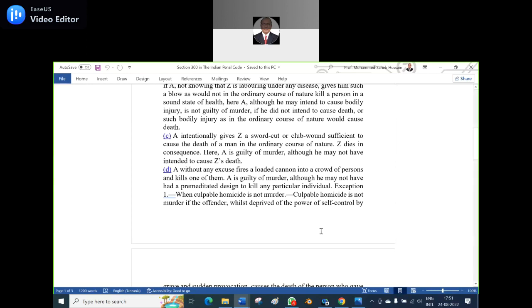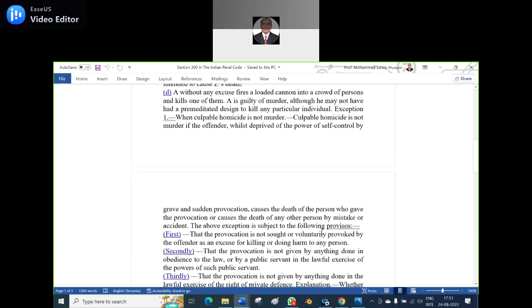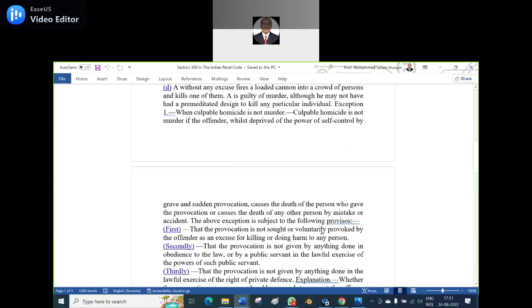Exception 1. When culpable homicide is not murder: if the offender, whilst deprived of the power of self-control by grave and sudden provocation, causes the death of the person who gave the provocation, or causes the death of any other person by mistake or accident. The above exception is subject to the following provisions. Of course, in some cases provocation is a good ground for getting the exception, so that it is merely culpable homicide. Only the clear concept is laid down as far as culpable homicide not amounting to murder is concerned, because if there is sudden provocation, we don't know what we are doing. We don't know whether we are even killing a person. So culpable homicide doesn't amount to murder in this case.